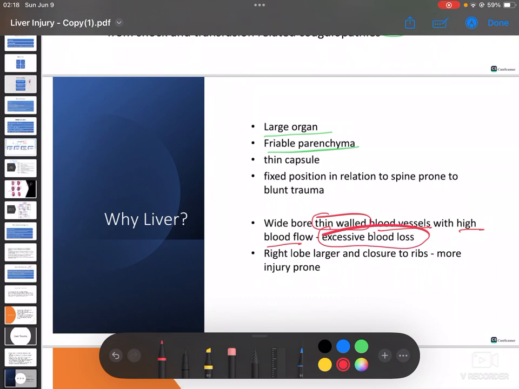The right lobe is larger and closer to the ribs, so it is more prone to injury. Also the right lobe is larger and more close to the ribs.